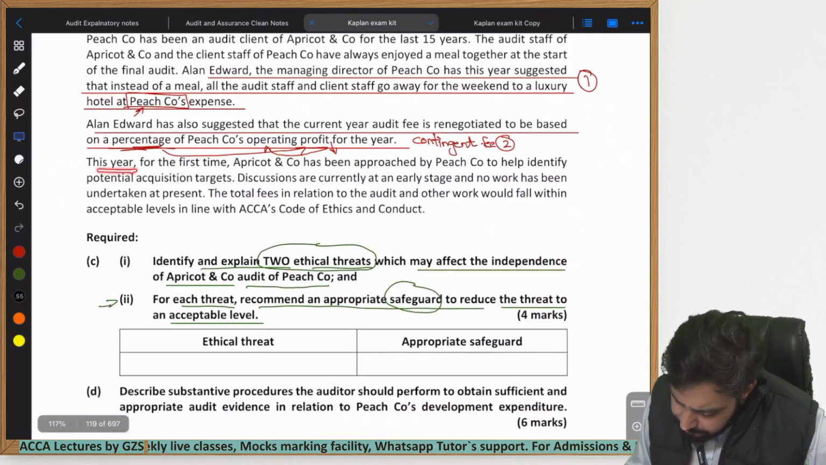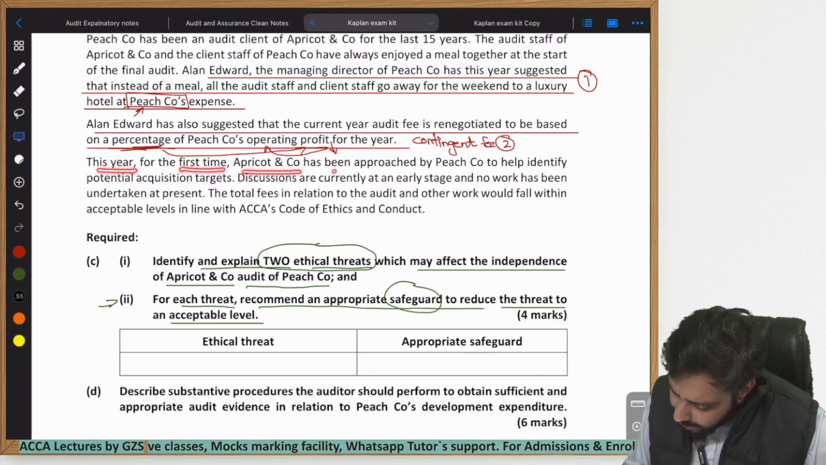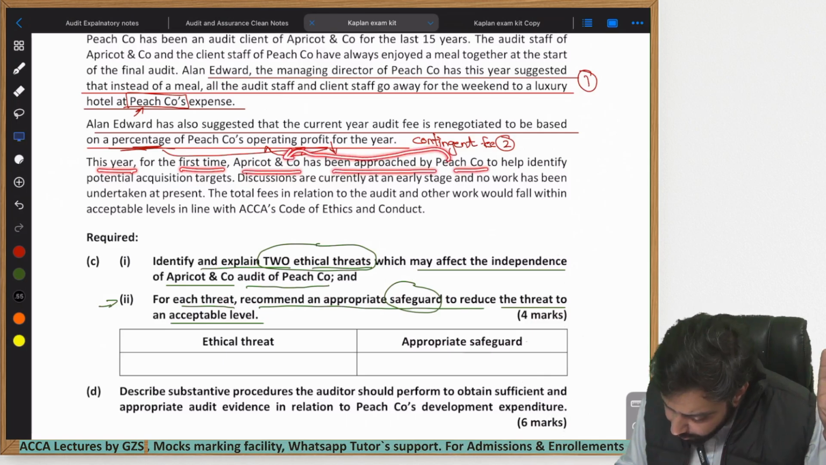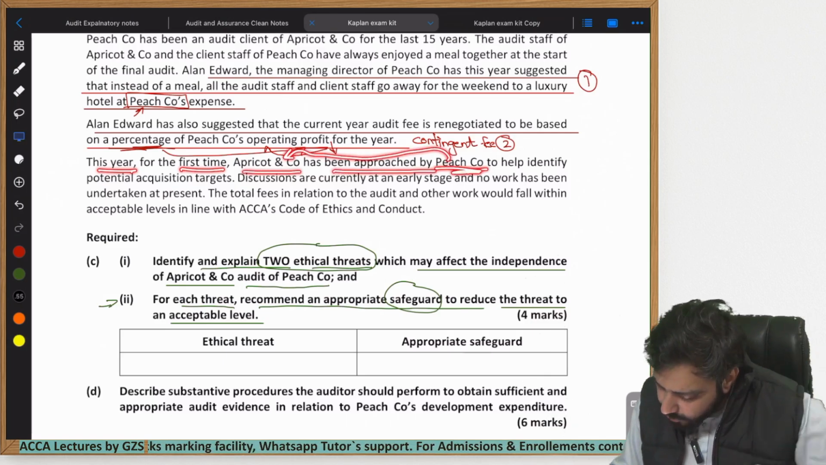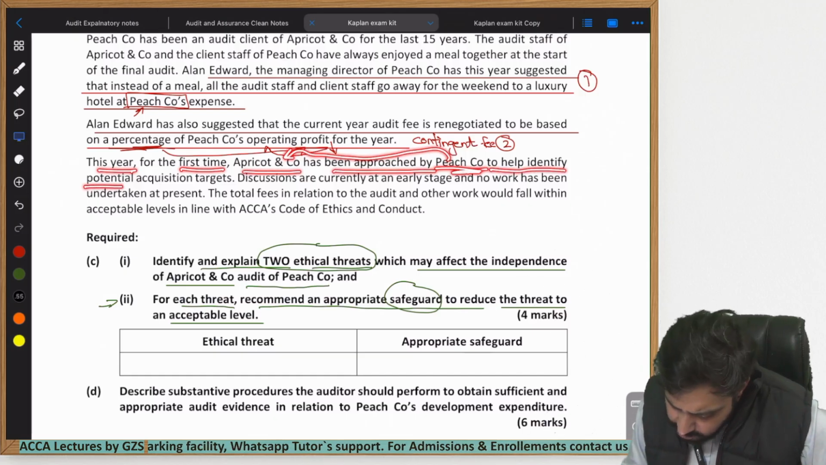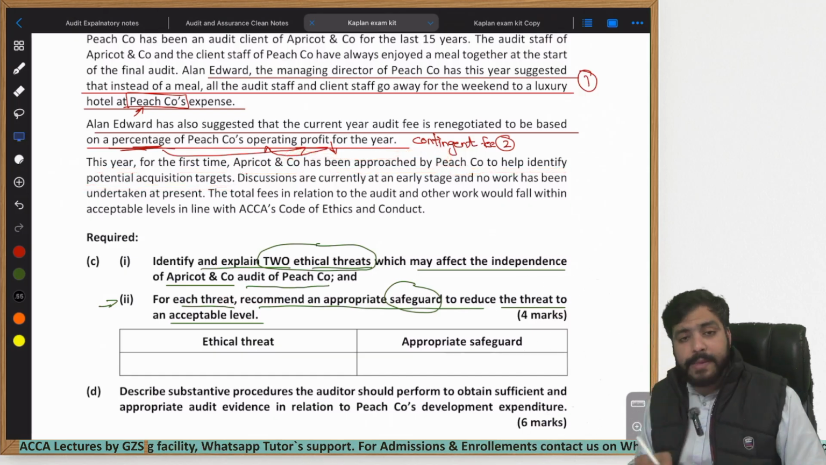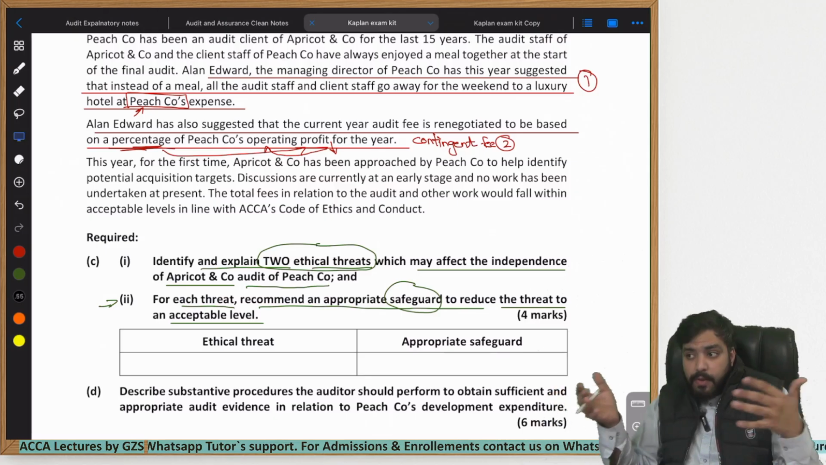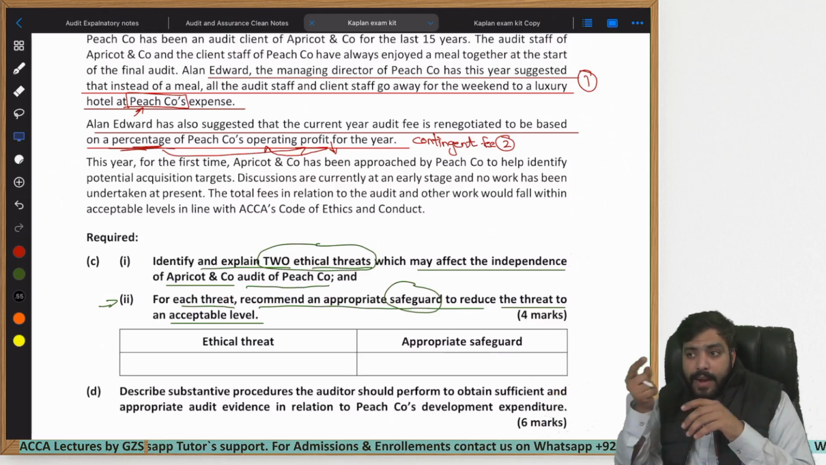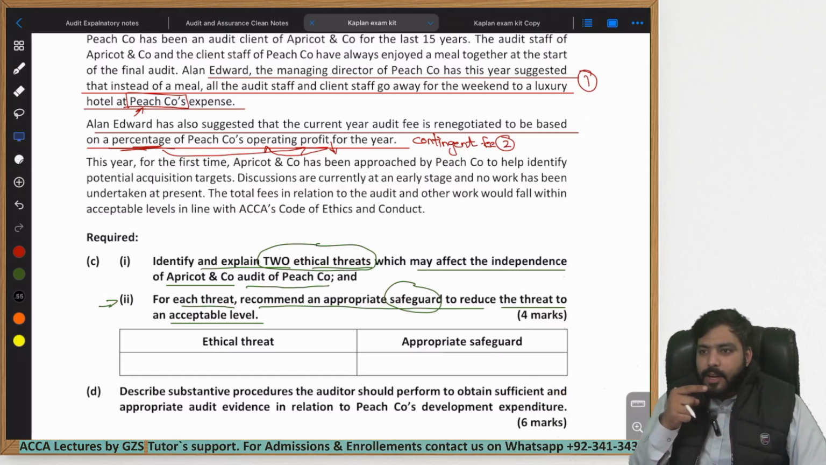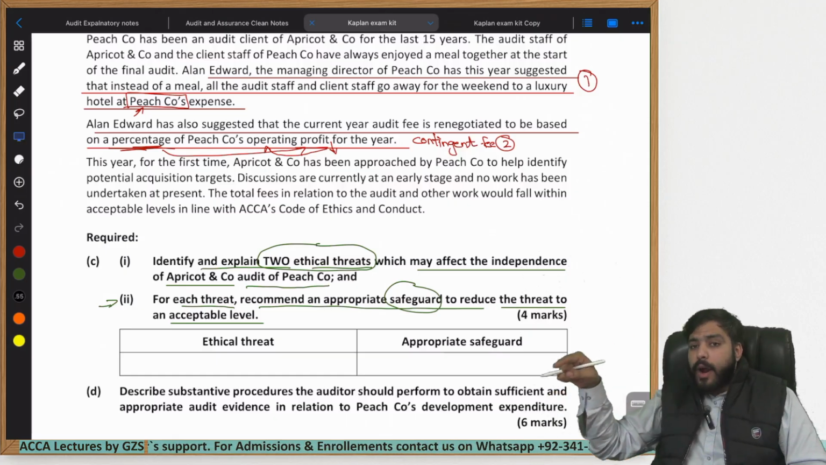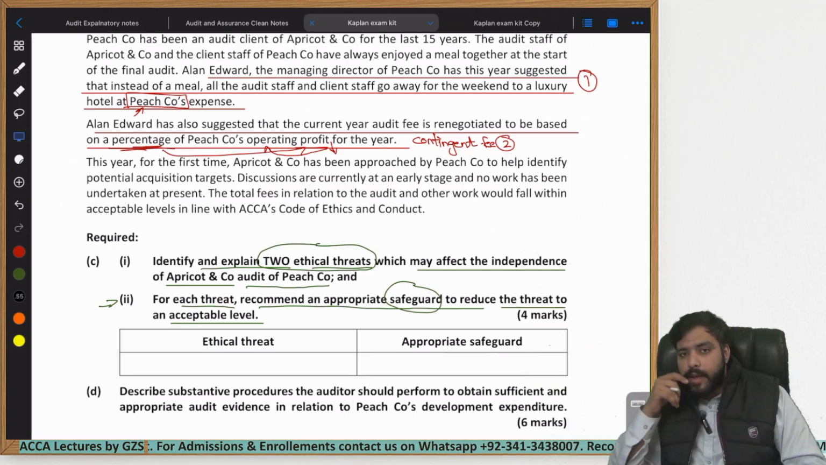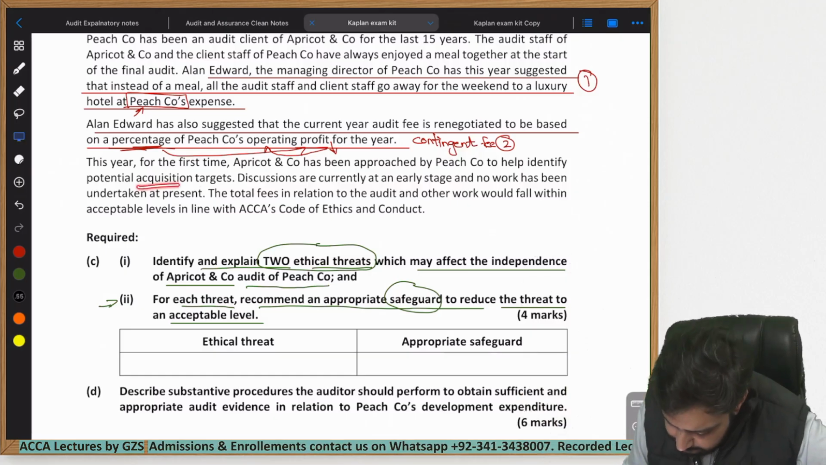This year, for the first time, Apricot Corporation has been approached by Peach Corporation. So basically, we, as the audit firm, have been approached by the client to do what? To help identify potential acquisition targets. Basically, they want to invest in some companies. They want to decide which company they should buy, and they are reaching out to the auditors. The auditors are going to help them identify the companies that you can acquire, or the companies you can invest in. This is what it means.